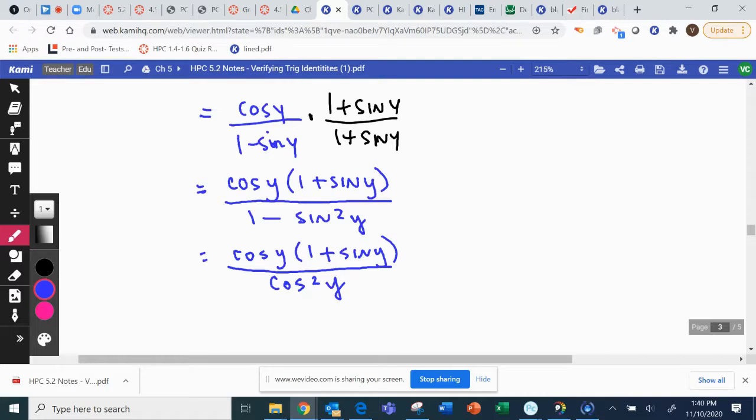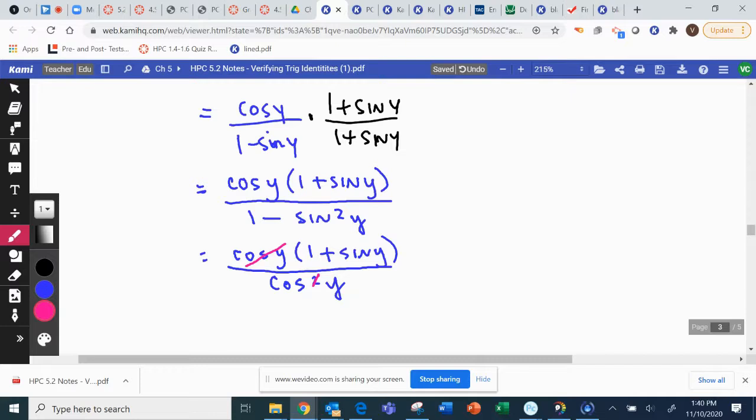You can cancel one of the cosines. And you're allowed to do that because cosine y is factored out. You don't know what I'm saying? Let me give you a time where you could not do it. And then please don't write down this. But I'll show you where you can't cancel it out.